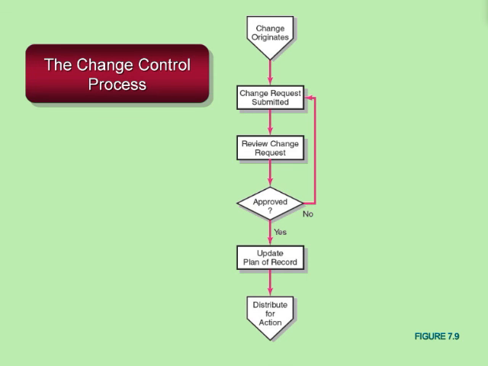So here's a graphical representation of the change control process. Whatever comes into play, we'll have a process for reviewing it, and if we don't approve it, we send it back to the beginning. If we do approve it, we update all the records and actually get the work done.